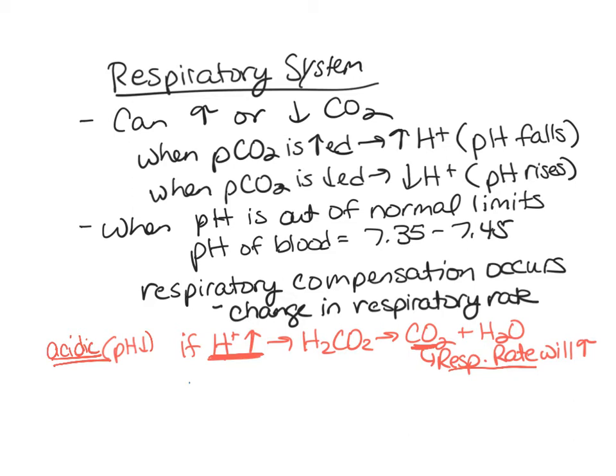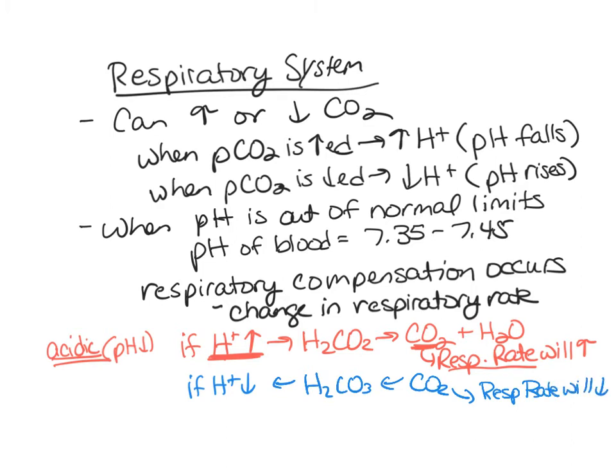On the other hand, if hydrogen levels decrease, then carbonic acid will have to dissociate into hydrogen in order to bring that back up, and in order to do that, we need to retain more carbon dioxide. So to retain more carbon dioxide, your respiratory rate will decrease because you don't want to be getting rid of the carbon dioxide, you want to be holding it in your body.